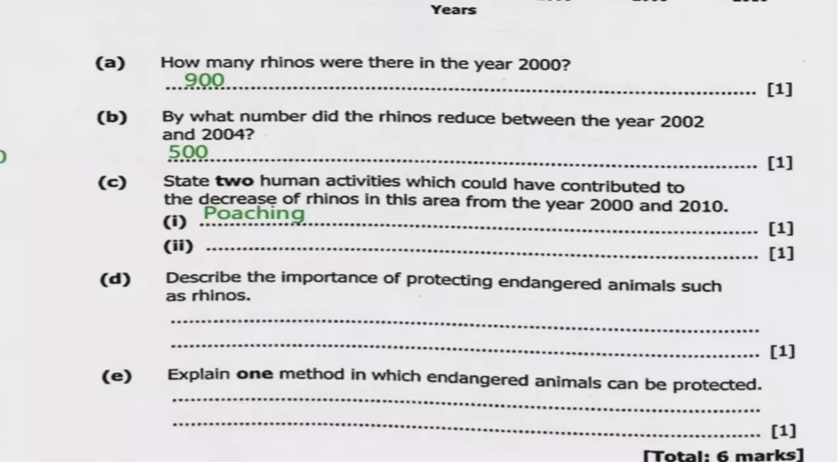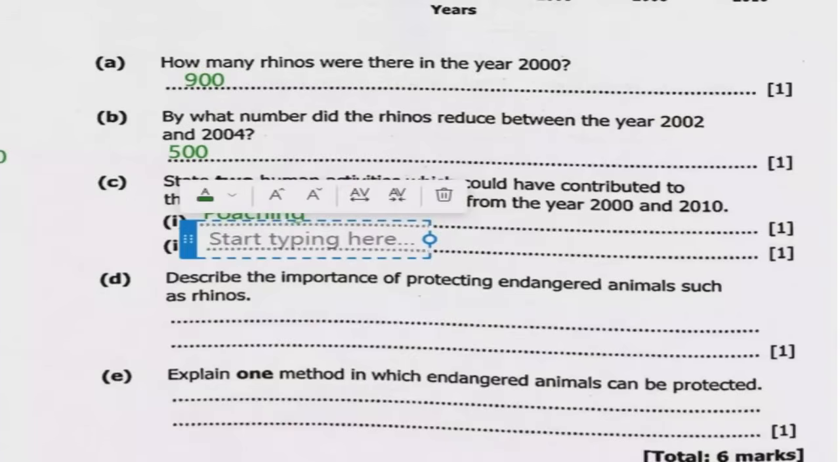Okay, then the other one could be poaching for horns. Yes, poaching for horns and also poaching for meat. I don't want to put poaching for horns and poaching for meat, but these two can also earn you marks.